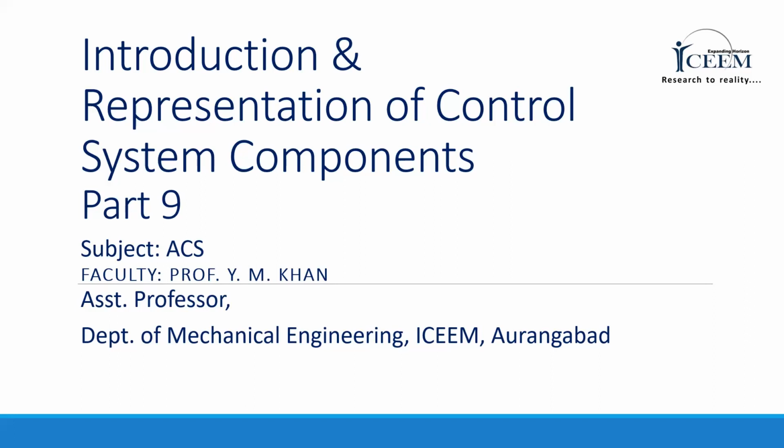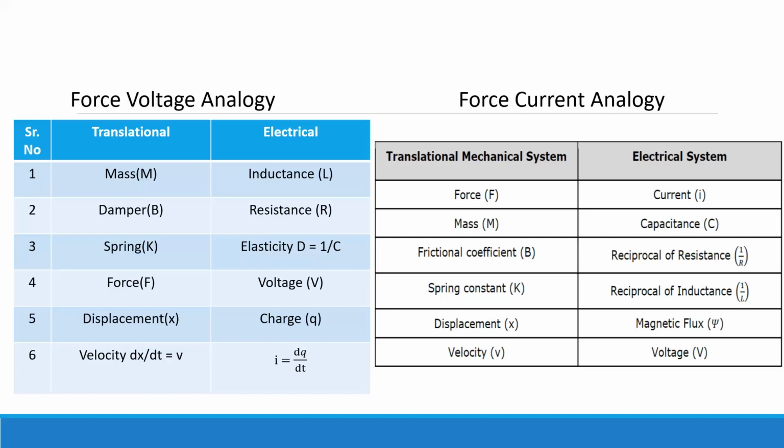Let us start. All of you know the force voltage and force current analogy, but still I'll highlight a few points. In force voltage analogy, force is analogous with voltage, mass is analogous with inductance, damper is analogous with resistance, spring is analogous with the reciprocal of capacitance, displacement is analogous with charge, and velocity, which is dx by dt, is analogous with current, that is the change in charge with respect to time.